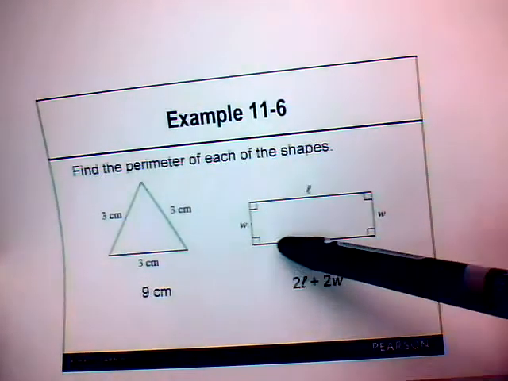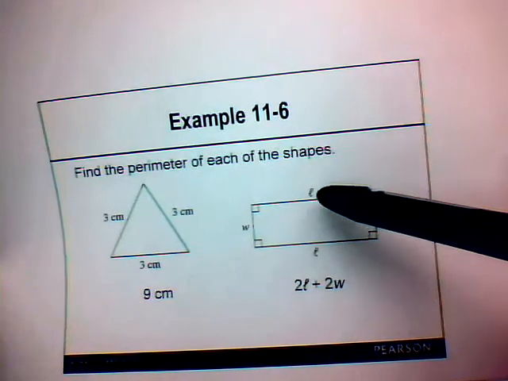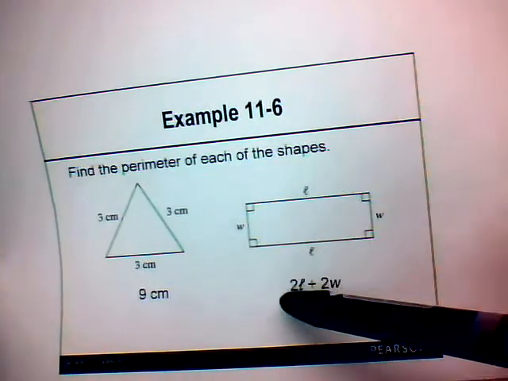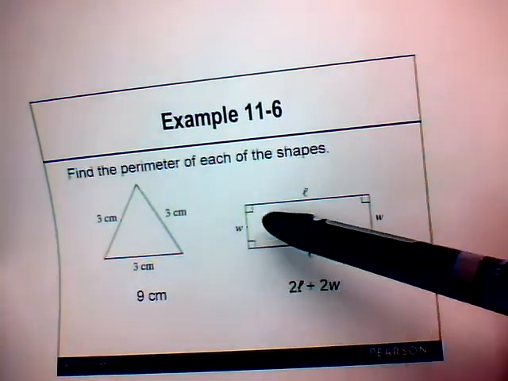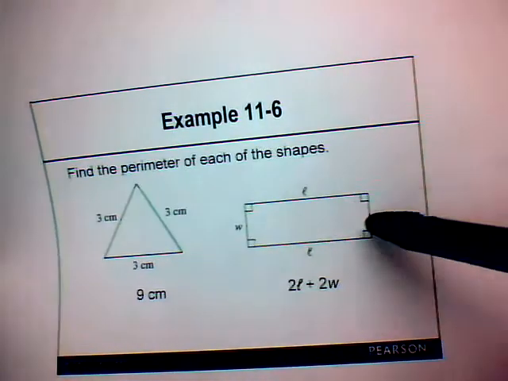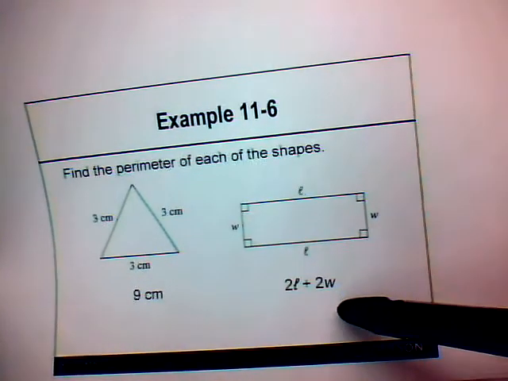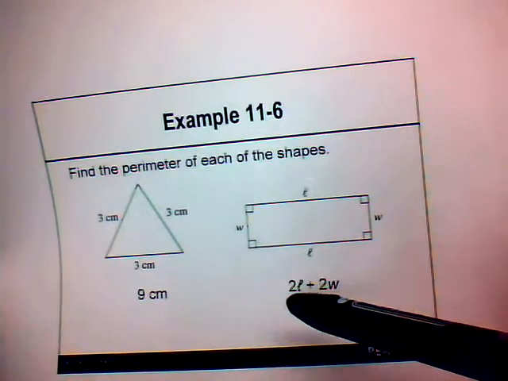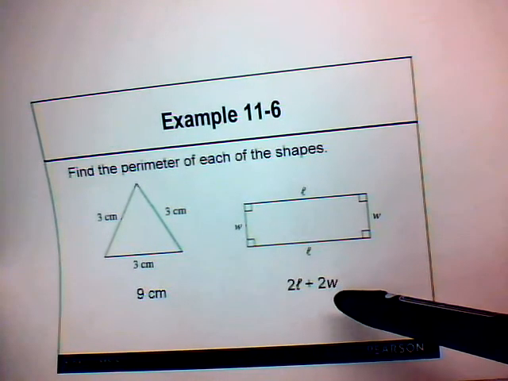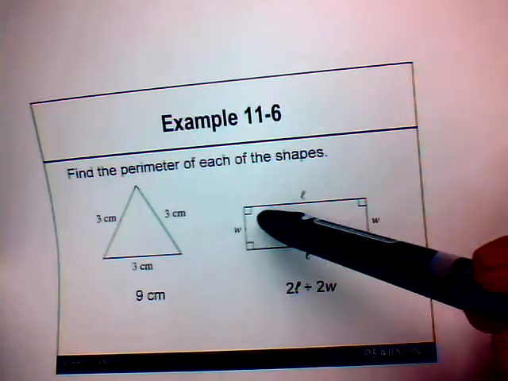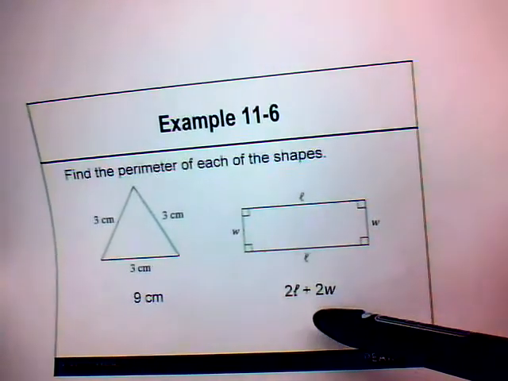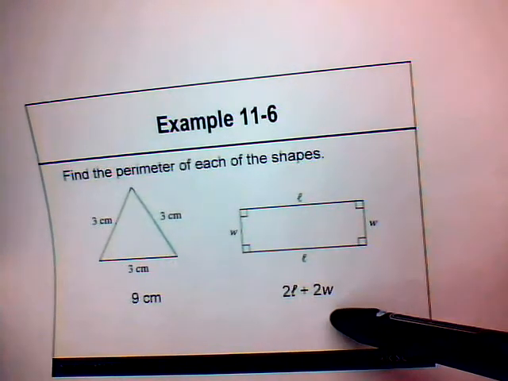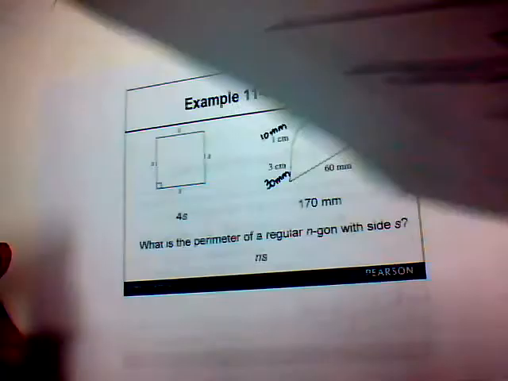And on this one, this is a rectangle here. We got a length and a width, a length and a width. We got 2 lengths here, so that's 2 times the length, or 2L. And then we got 2 widths here, that's 2W. So here, this perimeter is 2L plus 2W. And by the way, this is the formula for finding the perimeter of any rectangle. 2L, that's 2 times the length, plus 2W, 2 times the width.